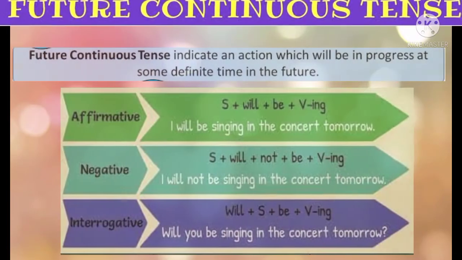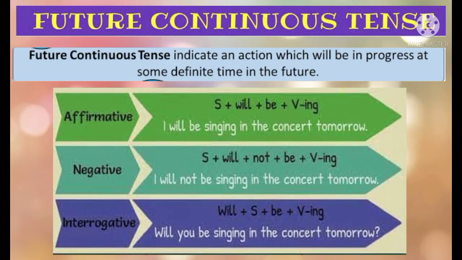Now children, let us see what is future continuous tense. Future continuous tense indicates an action which will be in progress at some definite time in the future. Children, the formula to make sentences in future continuous tense is: for affirmative, that is positive sentences, we'll use subject, then will, and we'll add be with the ing form of the verb. For example, I will be singing in the concert tomorrow.